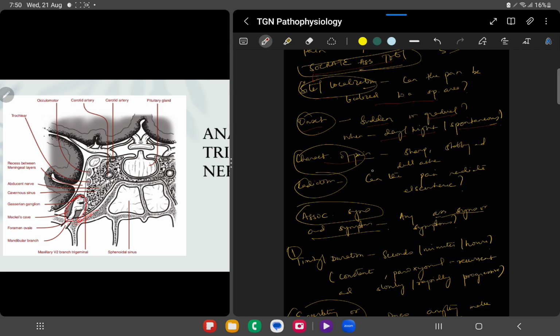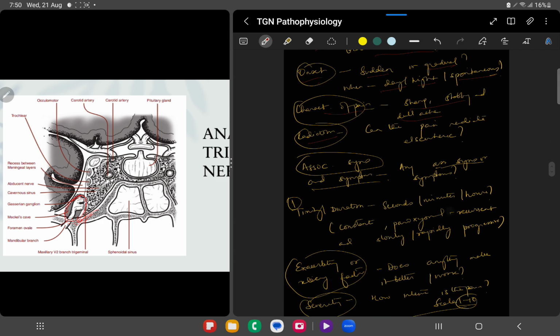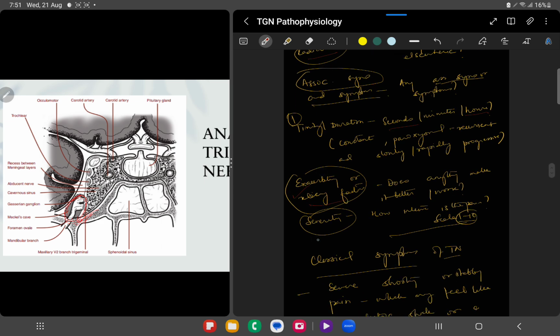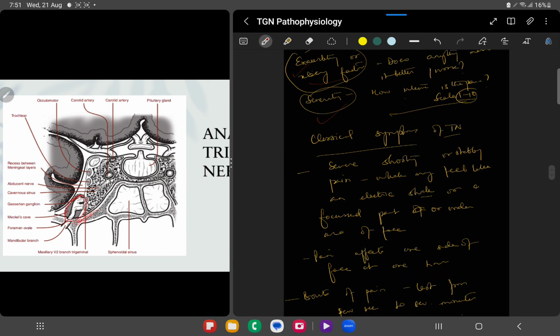C stands for characteristic, like whether it is sharp, stabbing, lancinating, or dull. Then radiation, whether it has radiated to other areas. A stands for associated signs and symptoms. T for timing and duration, whether it is for seconds, minutes, or hours. Well, it is found that it is generally between fractions of seconds to 2 minutes. Then any exacerbating or relieving factors. Finally, S for severity, how severe is the pain on a scale of 1 to 10. So the visual analog scale can be used.